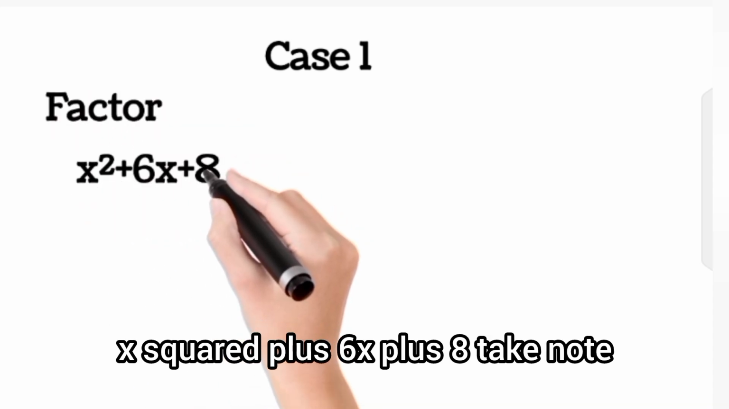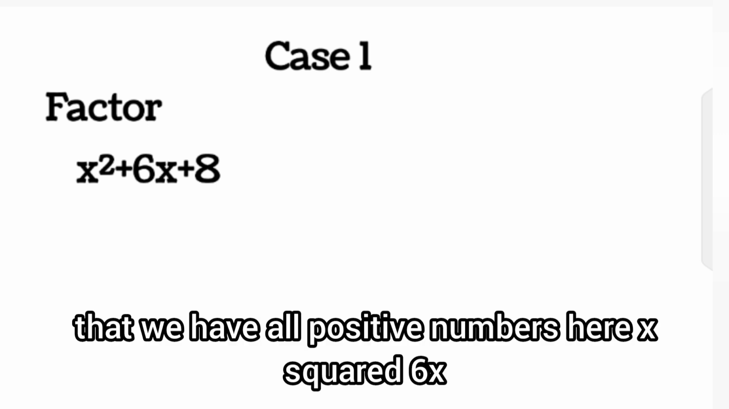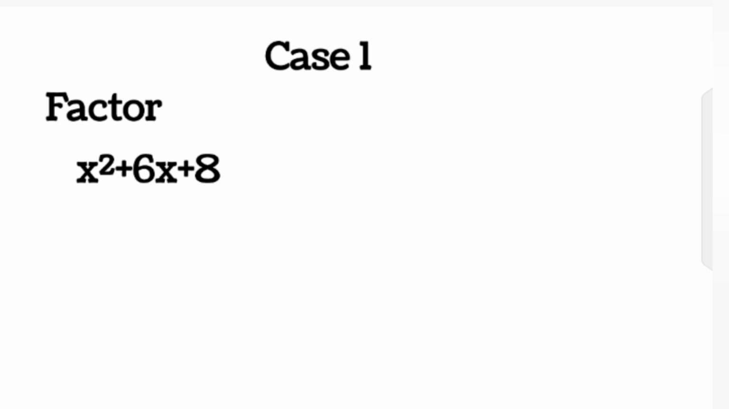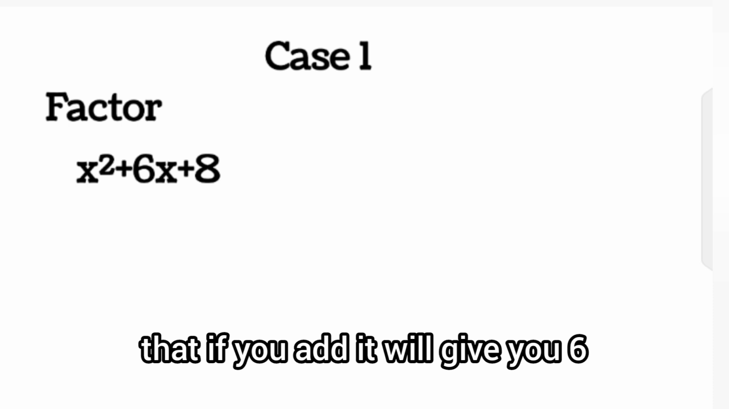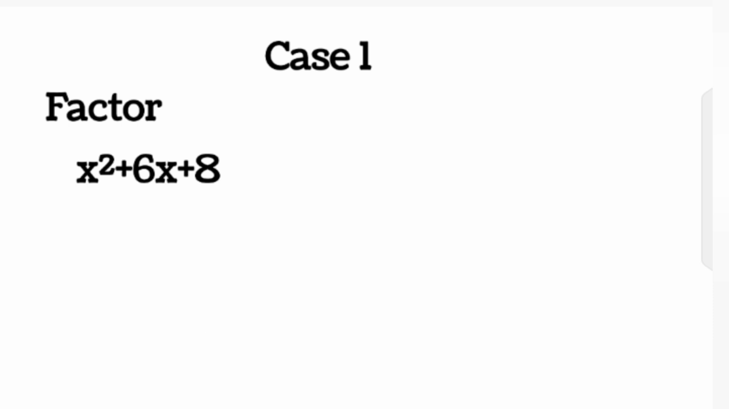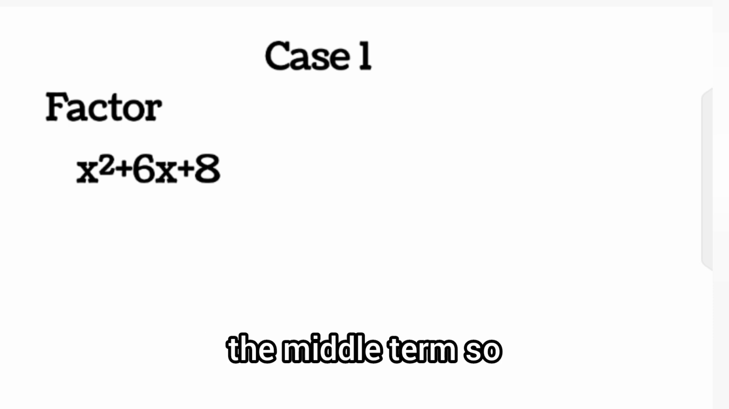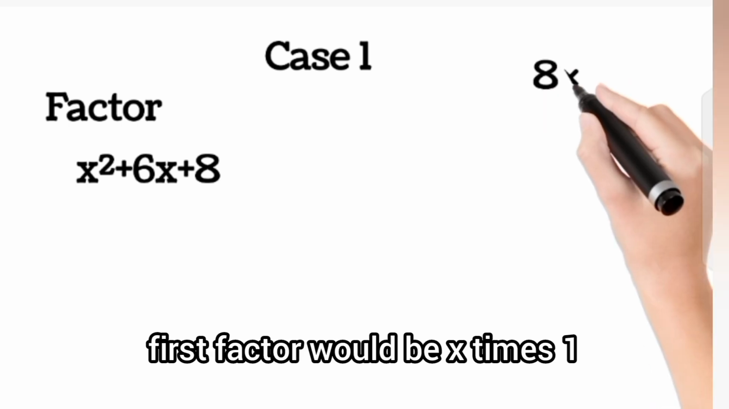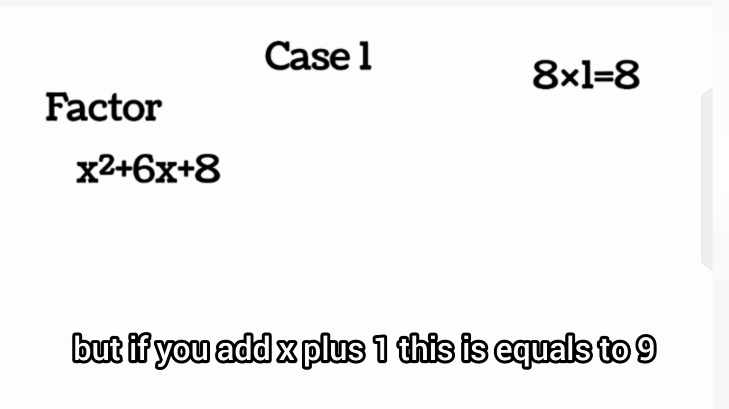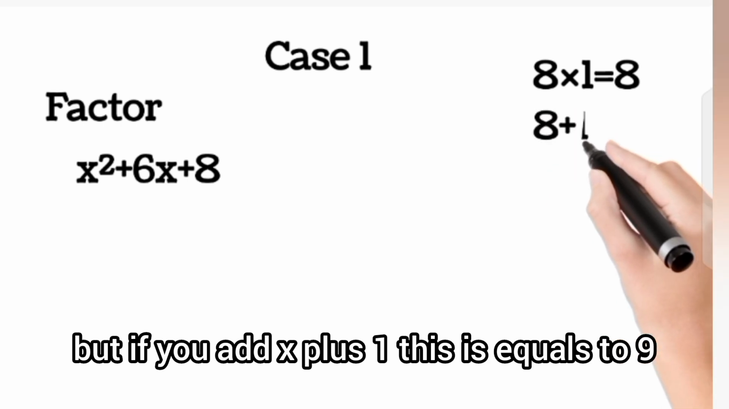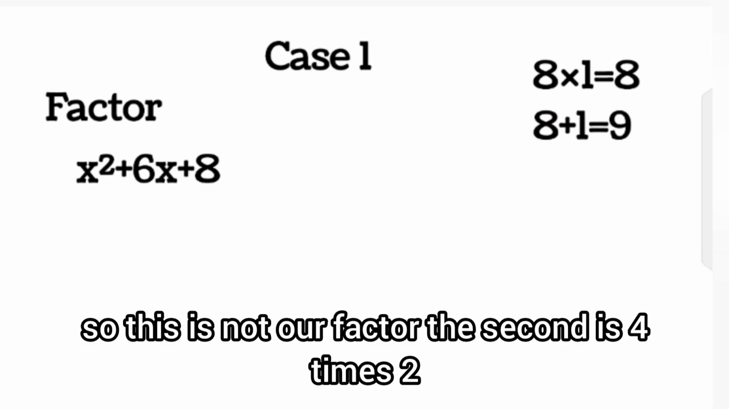factor x² plus 6x plus 8. Take note that we have all positive numbers here, x², 6x, and 8. So find the positive factors for 8 that if you add, it will give you 6, the middle term. So first factor would be 8 times 1 equals 8. But if you add 8 plus 1, this is equals to 9. So this is not our factor.